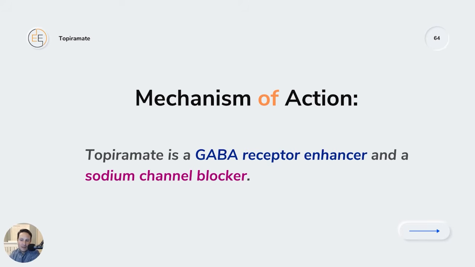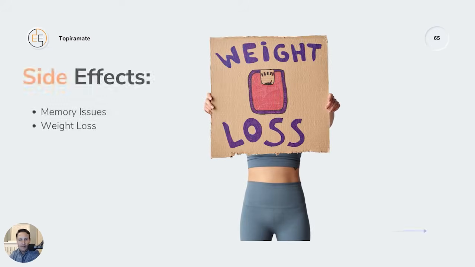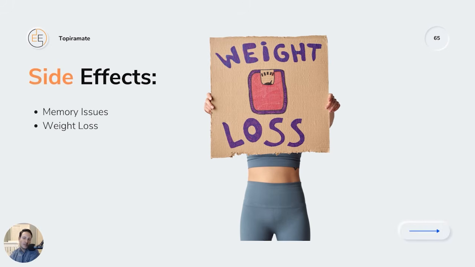All right, so cool. Let's go over its side effects. The most common side effects for topiramate are thinking and memory issues. Secondly, weight loss is a very common side effect. As a matter of fact, some clients are taking topiramate for the sole purpose of losing weight. The data suggests that anywhere from 6 to 17% of individuals report weight loss in both adolescents and adults.